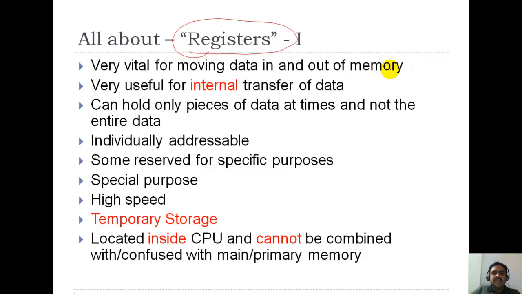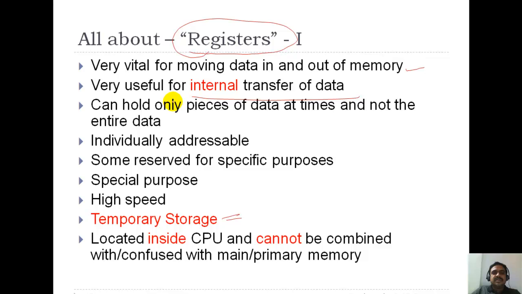And what are the functionalities of the register? They are very vital for moving the data in and out of memory. So they act like a temporary storage, as I told you. They are very useful for internal transfer of data. I gave you an example in class, for example, swapping for ascending or descending. That's a very good example of this internal transfer of data.